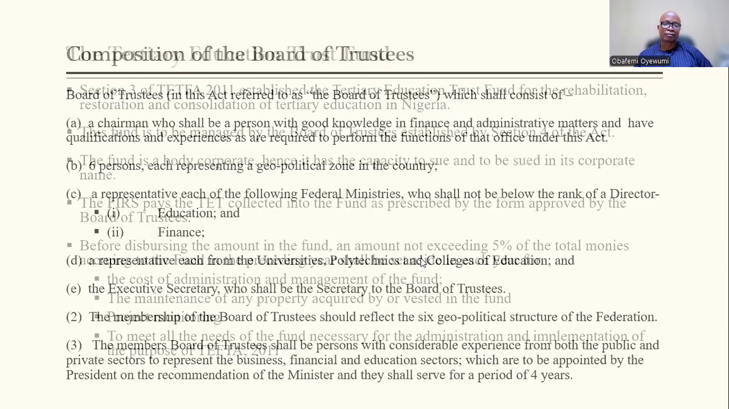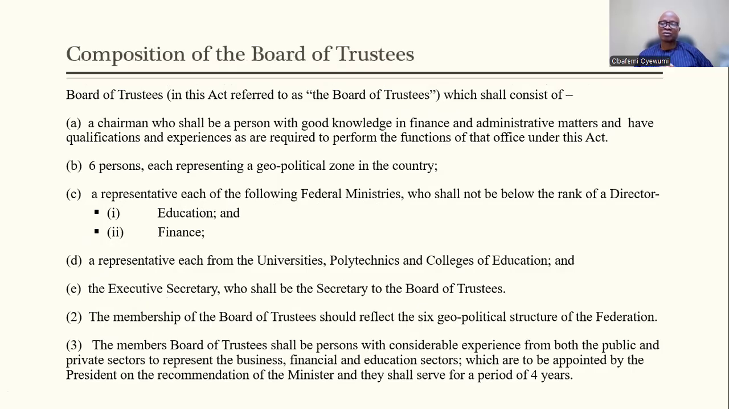Composition of the Board of Trustees. The board of trustees is made up of the chairman, six members representing the six geopolitical zones of the country, and a representative each from the Ministry of Education and Finance. A representative each from the universities, polytechnics, and colleges of education. An executive secretary who shall be the secretary to the board of trustees. The membership of the board should reflect the six geopolitical structure of the federation. For anybody to be considered as the chairman, the person must be recommended by the minister, who will then seek the approval of the president for such a person to eventually be appointed.